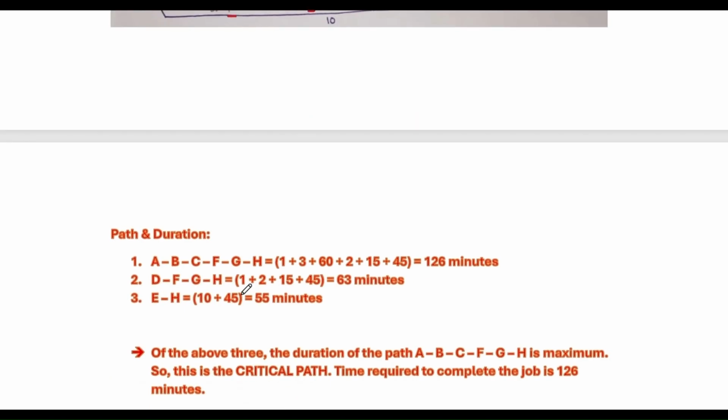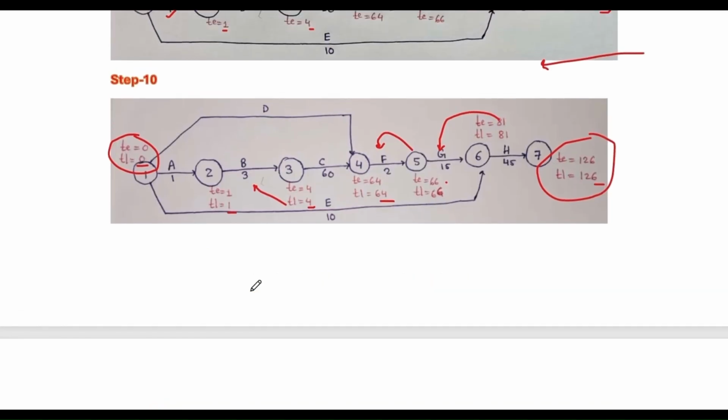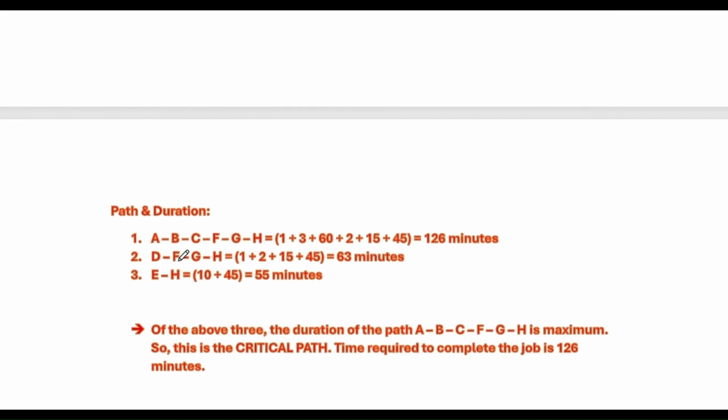Now, identify all possible paths and their durations. In this image we can see clearly that the first path is 1 to 2, 2 to 3, 3 to 4, 4 to 5, 5 to 6, 6 to 7. That means activities A, B, C, F, G, H. If we calculate the entire duration, it will be 126 minutes.